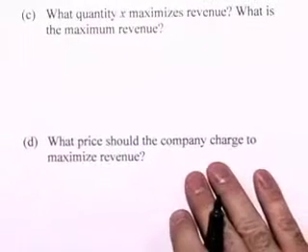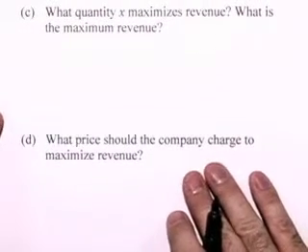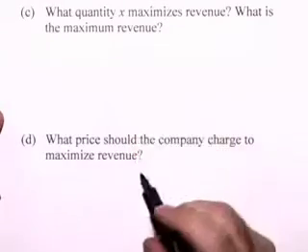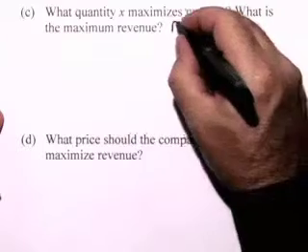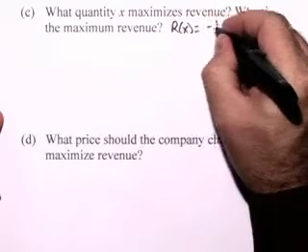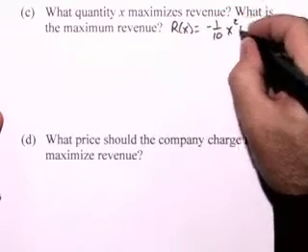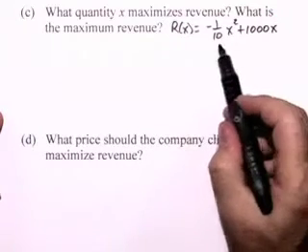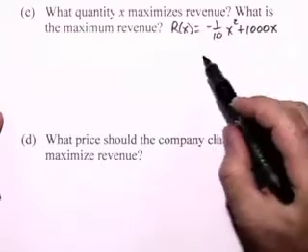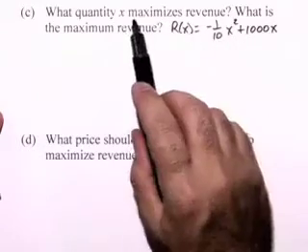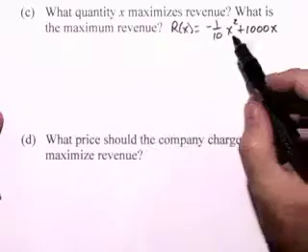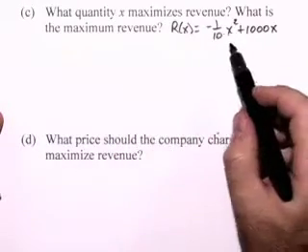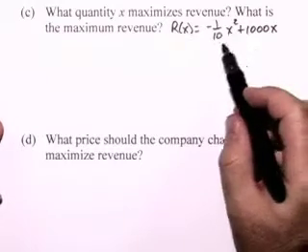In part C, we'd like to find the quantity X that maximizes the revenue and then determine what that maximum revenue is. Recall that our revenue function is negative 1/10 X squared plus 1,000 X. This is a quadratic function. The leading coefficient is negative, so the graph is open down, which verifies that we do actually have a maximum. The quantity that maximizes revenue and the maximum revenue we can find by locating the vertex of the graph of this function.